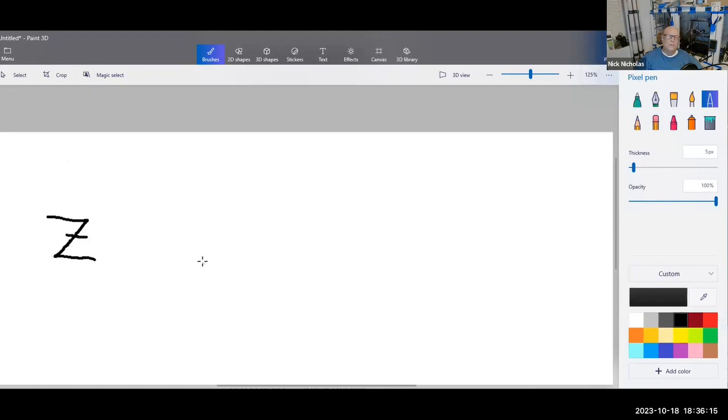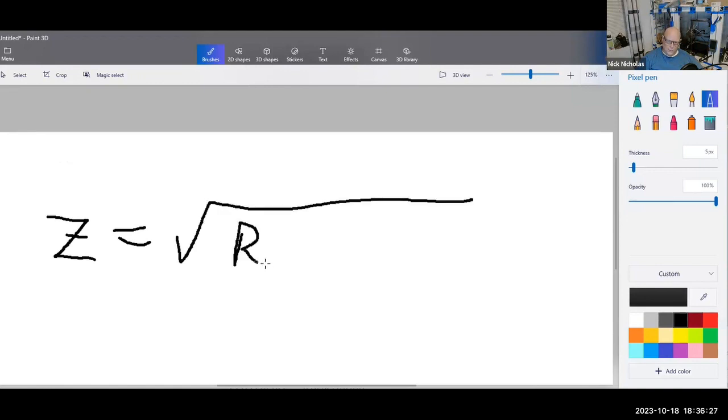Z represents impedance. And the formula is pretty complicated. It's the square root of R, which is the resistance in ohms, plus X sub L squared. By the way, that's R squared. I'm not going to put parentheses around it. Plus X sub C squared.